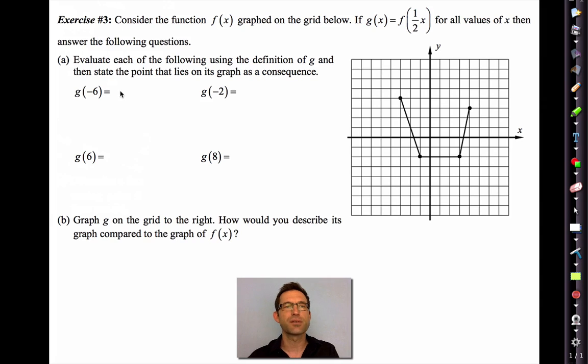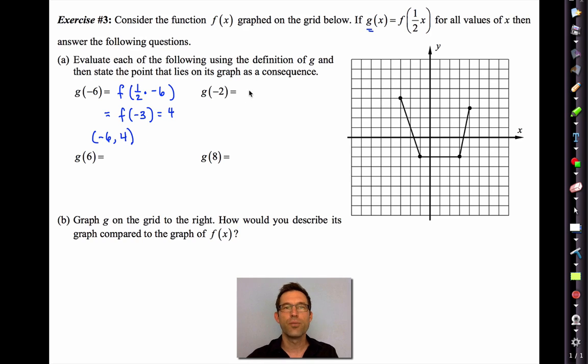G of negative 6. Well, g of negative 6 will be f of 1/2 times negative 6. That's just the rule. But that will be f of negative 3. And what's f of negative 3? It's 1, 2, 3, 4. So that means the point negative 6, positive 4 lies on the graph of g, right?